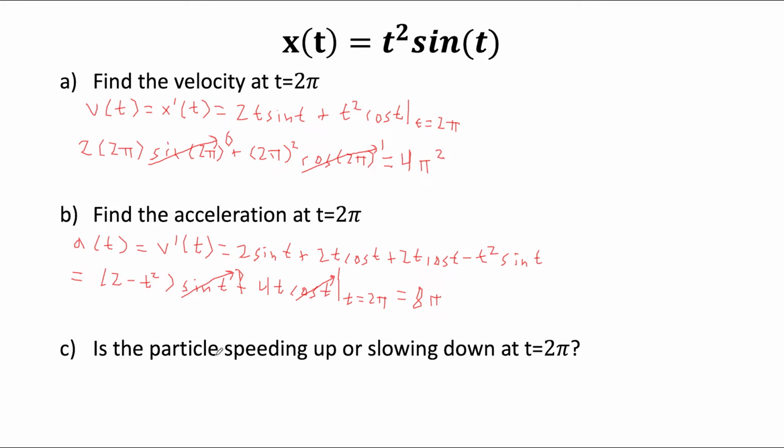And now we want to know if the particle is speeding up or slowing down. So if you recall, a particle is speeding up if the velocity and acceleration have the same sign at that point in time, and slowing down if they have different signs. So here, 8 pi and 4 pi squared are both greater than 0, so we can say that our particle is in fact speeding up.